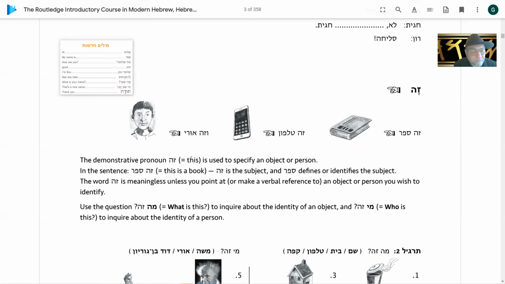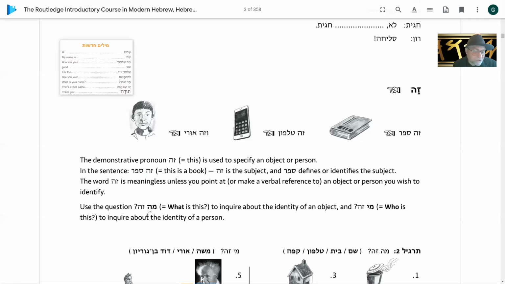So then the demonstrative pronoun zeh is used to specify an object or person. In the sentence, zeh sefer, this is a book. Zeh is the subject, and sefer defines or identifies the subject. Okay, so the word zeh is meaningless unless you point it at something. Make it a verbal reference too. In other words, zeh is, and you have to follow it up with an object or a person you wish to identify.